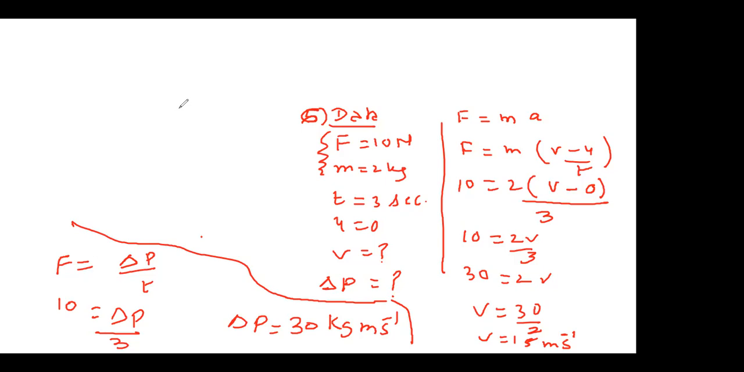Sir, we can also find delta P by mv minus mu upon t, no? No, delta P you can find by mv minus mu. Upon t, when you are doing, then you are finding rate of change of momentum. Yes, yes, mv minus mu.